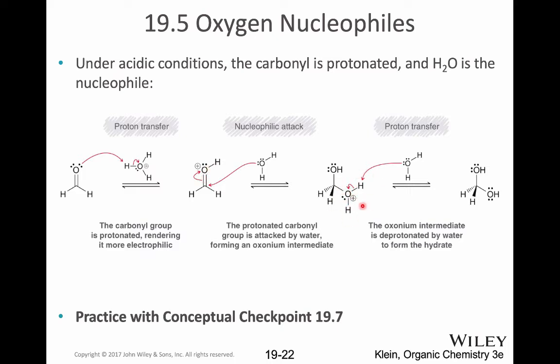You then will get rid of the oxonium and regenerate the acid by a proton transfer. So a molecule of water will remove the proton off from the electronegative oxygen, the more electronegative oxygen, to give you the hydrate or the gem diol.